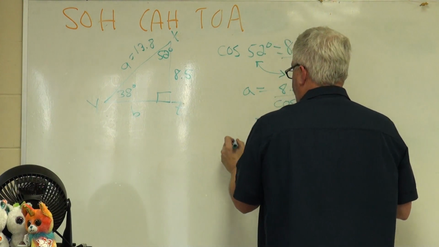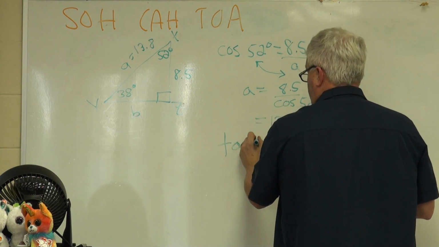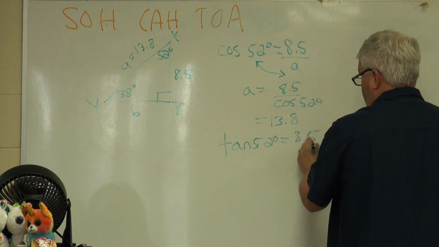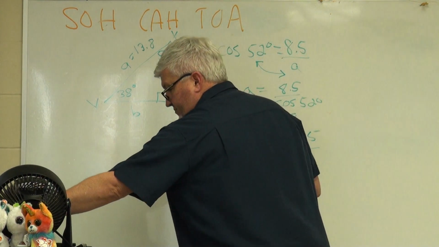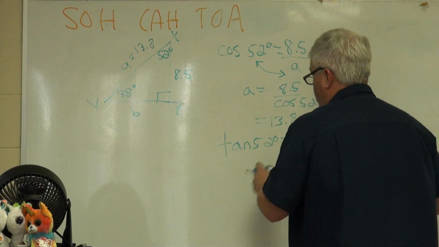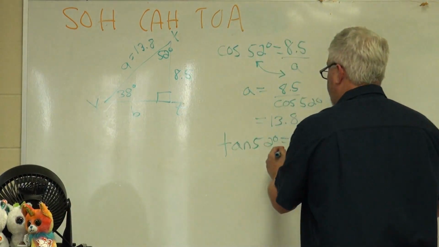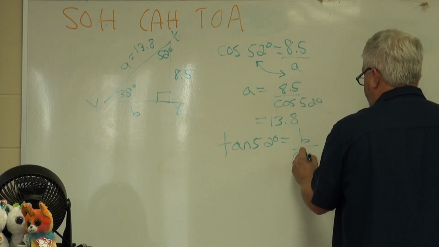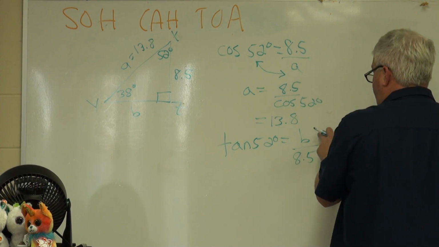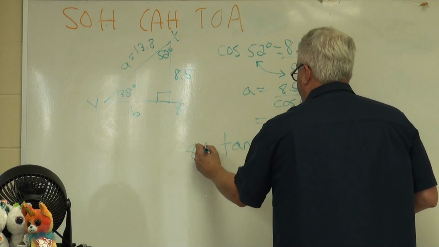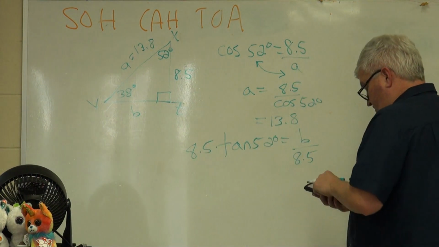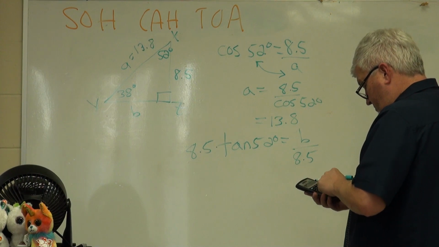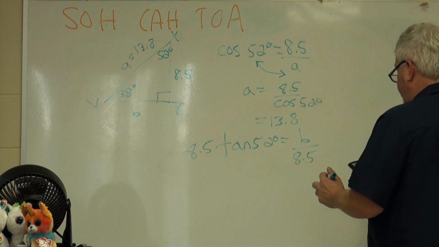And then for the other side, I'm going to use tangent. Tangent of 52 degrees equals opposite, which is what we're solving for, over adjacent 8.5. I'm sorry, I did that backwards. Letters on top, I'm going to multiply. 8.5 times the tangent of 52 degrees, and that is 10.9.